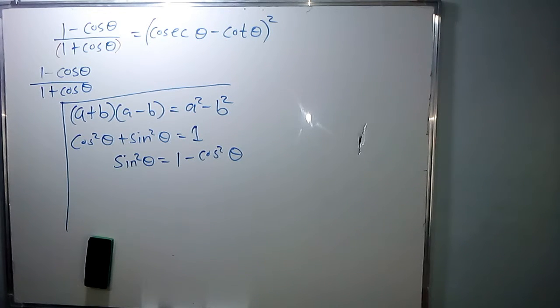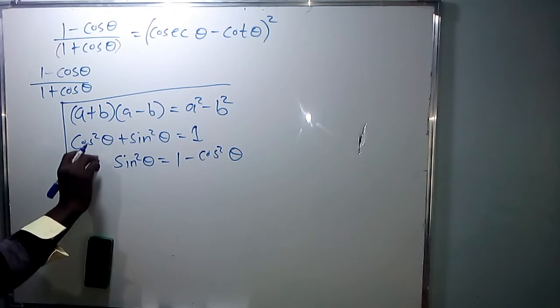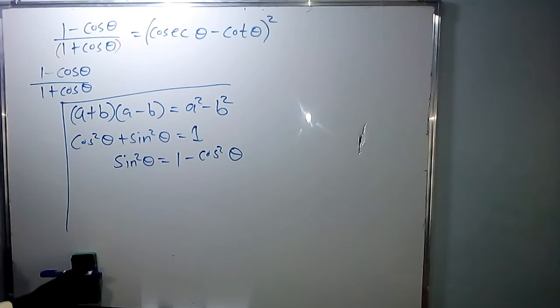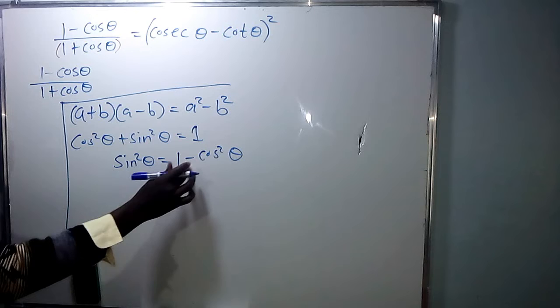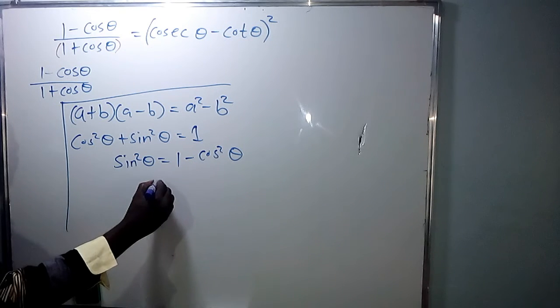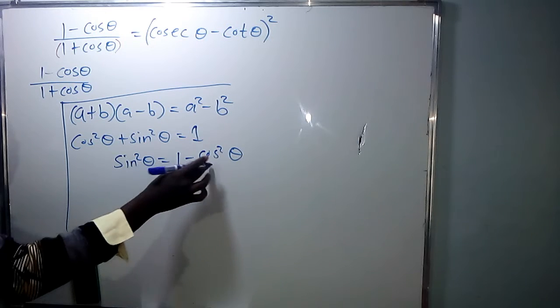Are we together? So if you look at 1 minus cos theta and 1 plus cos theta, they are related to a Pythagorean identity. So you write down your Pythagorean identity there. We have cos squared theta plus sine squared theta is equal to 1. So that means sine squared theta is 1 minus cos squared theta. So what is 1 minus cos squared theta? 1 minus cos squared theta is a difference of two squares.